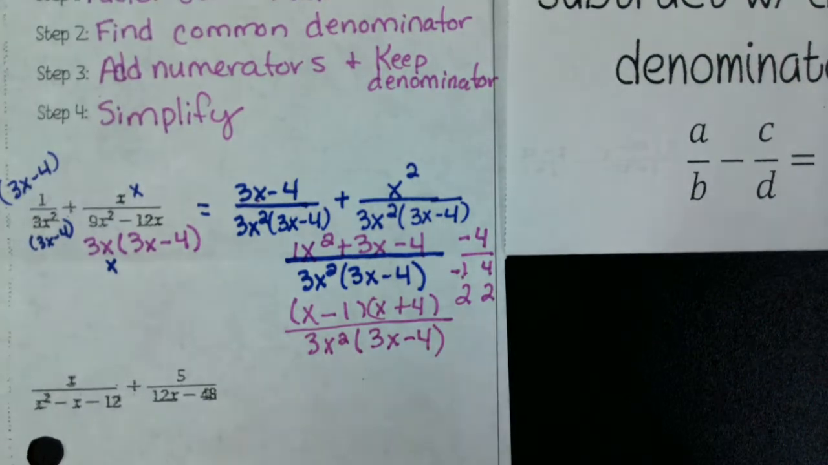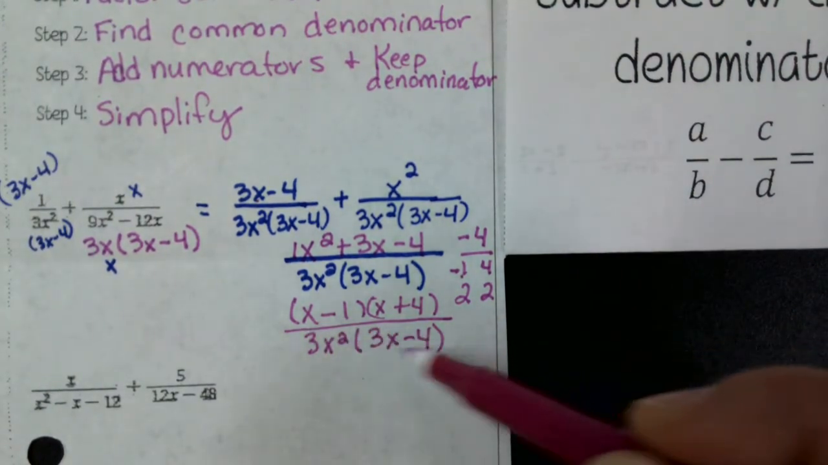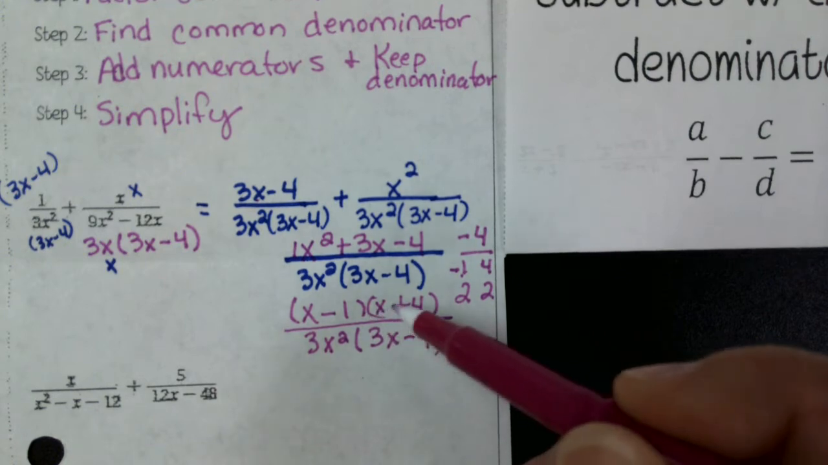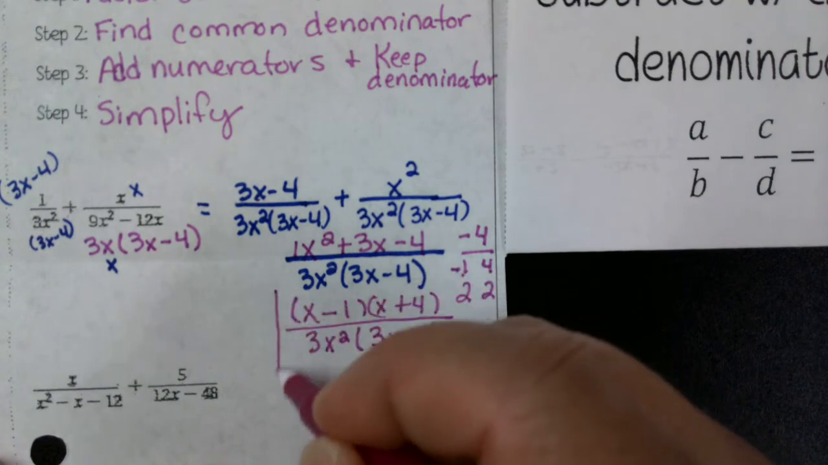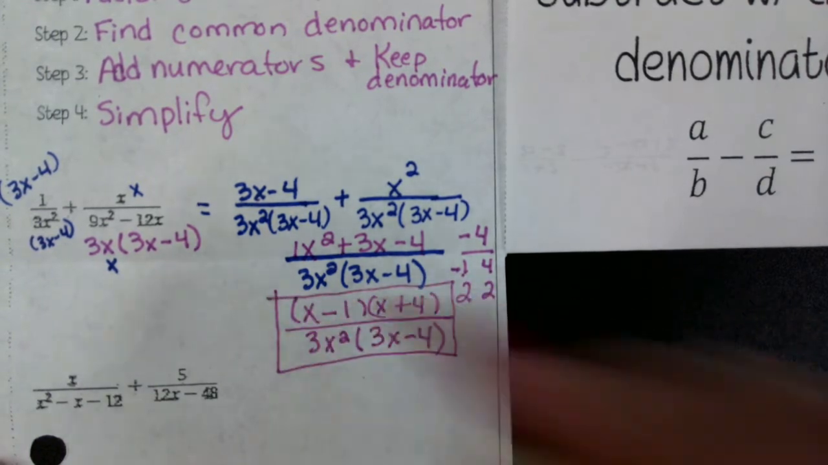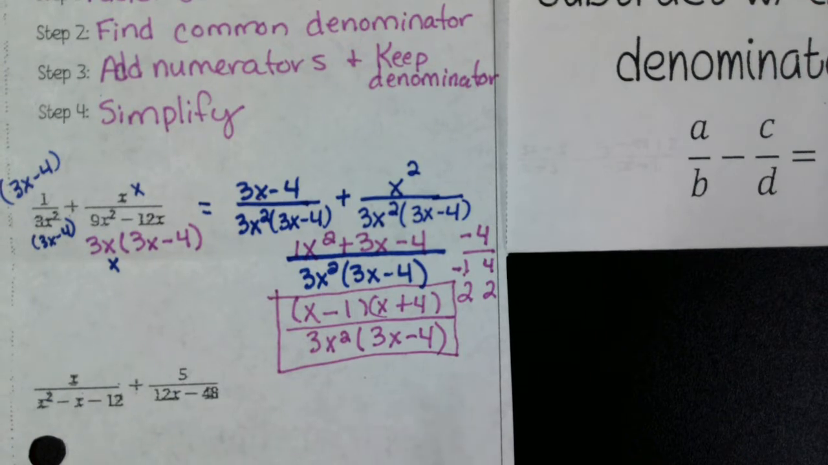And then here is my denominator. So what can I simplify? I have an x minus 1, but I don't have one in my denominator. I have an x plus 4, but I don't have one of those in my denominator. So I actually cannot simplify, and this is my result from adding the two rational expressions.